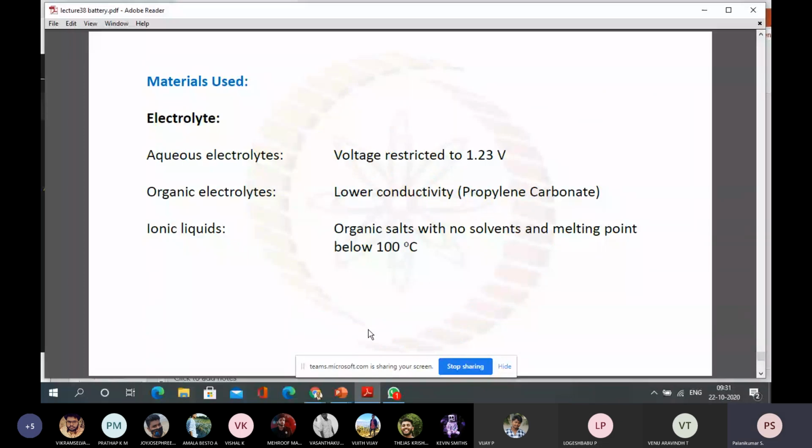As far as the electrolyte is concerned, an aqueous electrolyte has voltage restricted to 1.23 volts only. Another is organic electrolytes, like propylene carbonate, which has a very low conductivity. And ionic liquids are organic salts with no solvent and a melting point below 100 degrees Celsius. You should only know the electrolytes: aqueous, organic, and ionic liquids is enough.